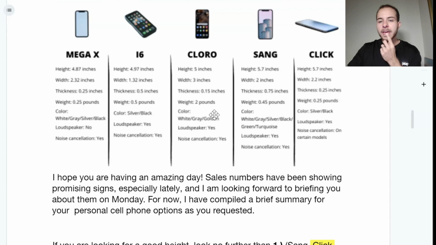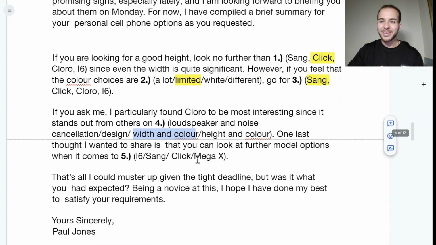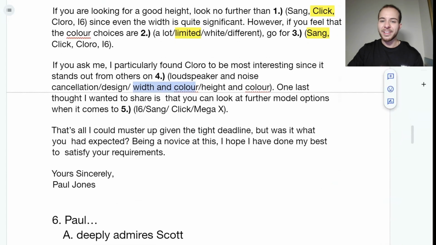Now, I'm going to say that the width stands out more because actually having a heavy phone is not a good quality. So that's actually a negative feature. But having more width is good. So, width and color. Yeah, I had to think about that one. And the height is not very high.